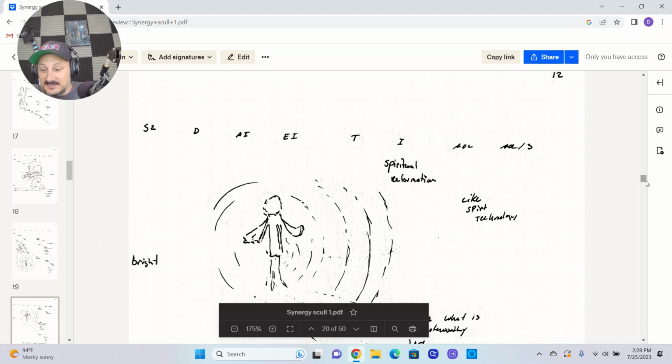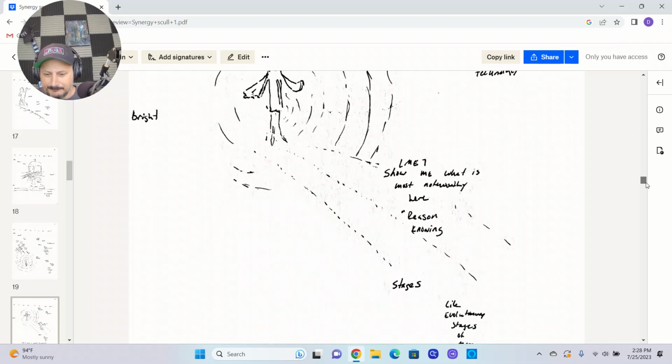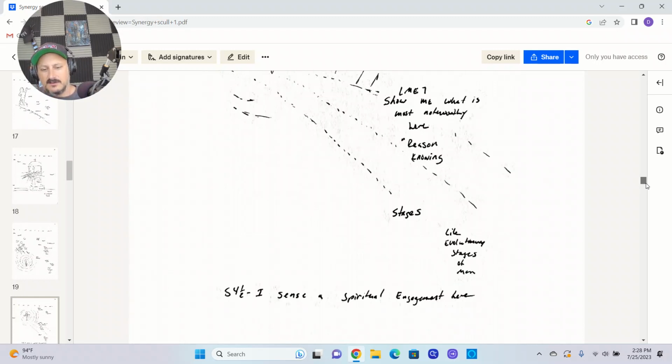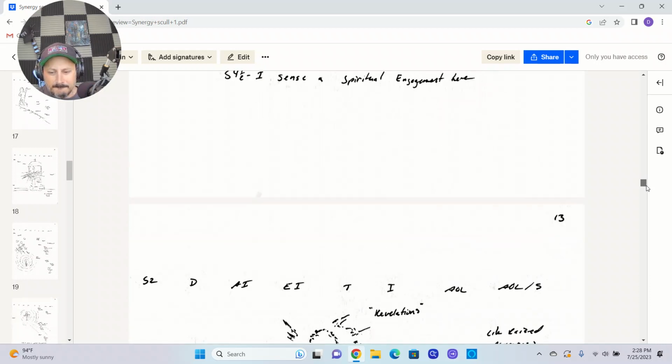So again, I get this guy like standing in front of this portal. But again, and you'll see later sketches too, where I got this guy like flying into it. Where again, it's like astral projection. Showing what's noteworthy here. The reason for knowing. I get a sense of stages, like evolutionary stages of man. I sense a spiritual engagement here.